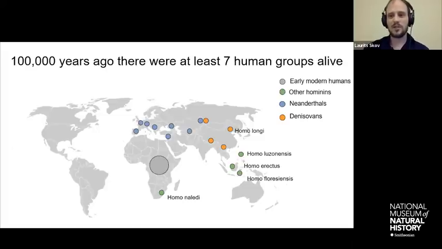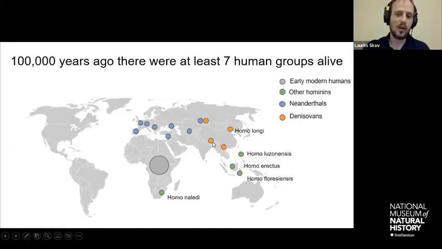We're living in quite extraordinary times, actually, in the sense that we are the only type of human alive today. If you go back 100,000 years, there were at least 7 different types of humans alive all over the world. I annotated them here on this map. In the big gray circle, we have early modern humans, at this time primarily living in Africa. We have the Neanderthals, primarily living in Europe and West Eurasia in blue. We have the Denisovans in orange, primarily located in East Asia.